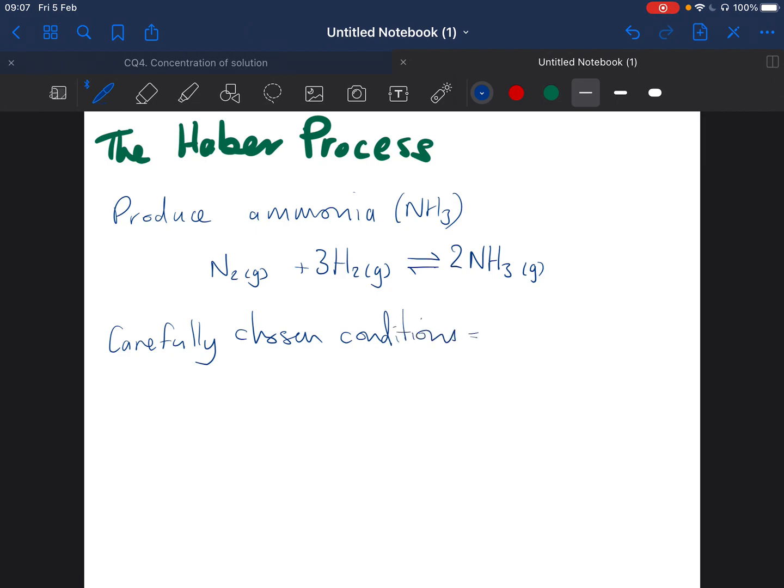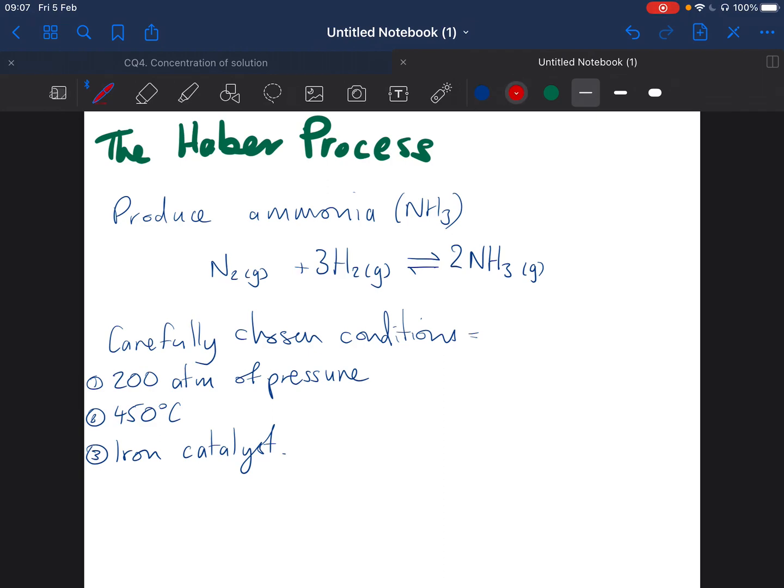And those conditions are 200 atmospheres of pressure. So we have to put it under high pressure. We're using gases, so high pressure will increase the rate. 450 degrees Celsius in temperature, and an iron catalyst. Okay, so all three of those conditions have to happen in order for us to have the Haber process and produce ammonia. These were chosen to give us the best yield we can for as little cost as we can.